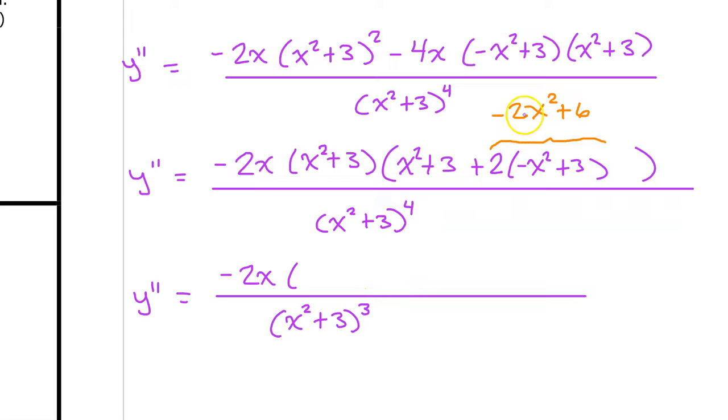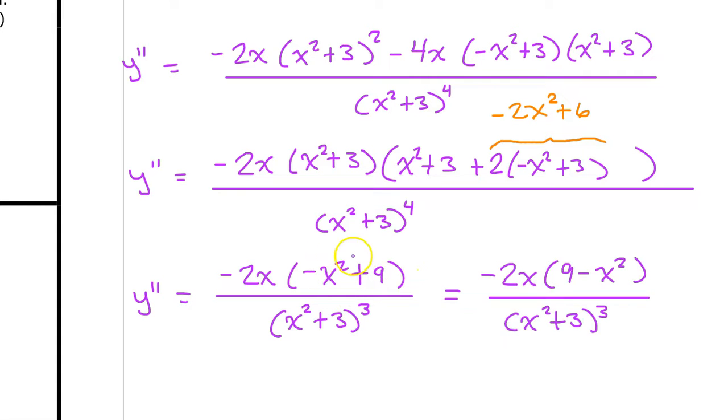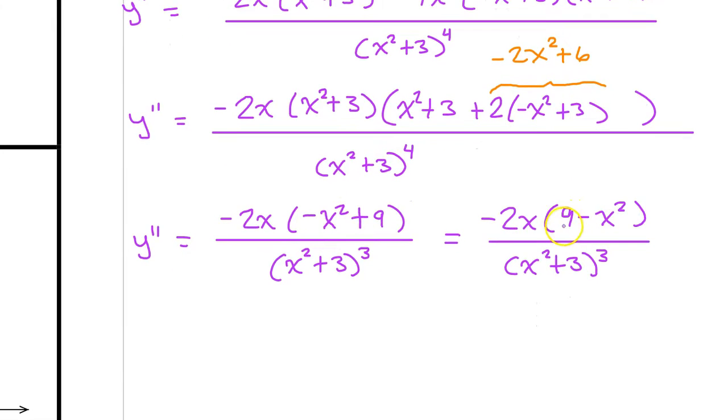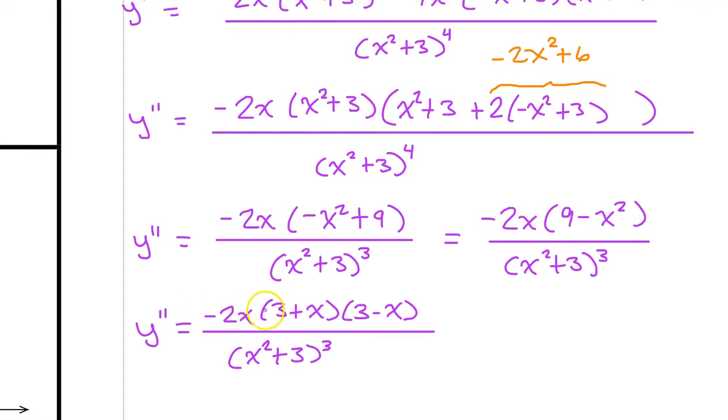Also, we have some like terms here. So we have x squared minus 2x squared. That's going to be negative x squared. And then we have 3 plus 6, which is 9. I'm actually going to flip this around as 9 minus x squared to make it more obvious that this is the difference of two squares and can be factored further. Simplified and factored, this is our expression for y double prime.